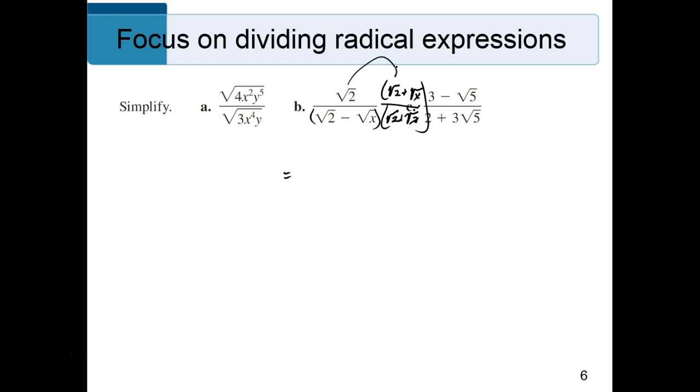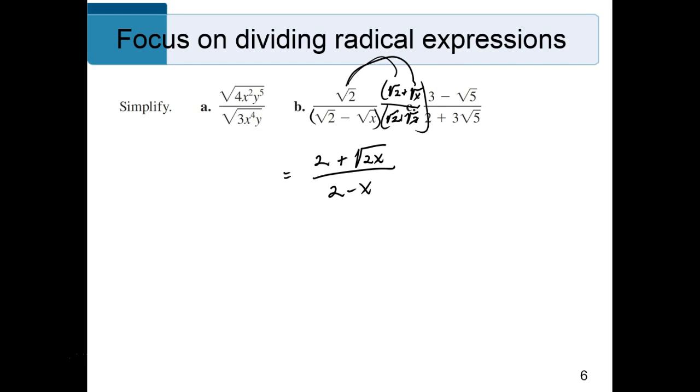Anybody? What did I say again? The roots go away, so you're just left with a 2, and then you have a plus, and you can put those on the same radical if you want to, square root of 2x. You don't have to, but you can. Okay? All right. And the denominator becomes 2 minus x.